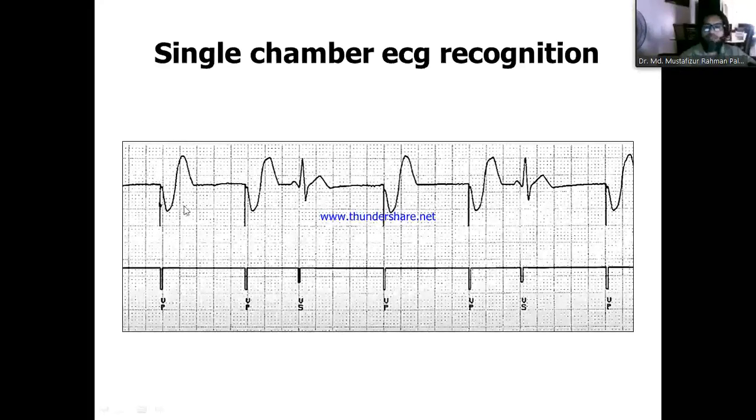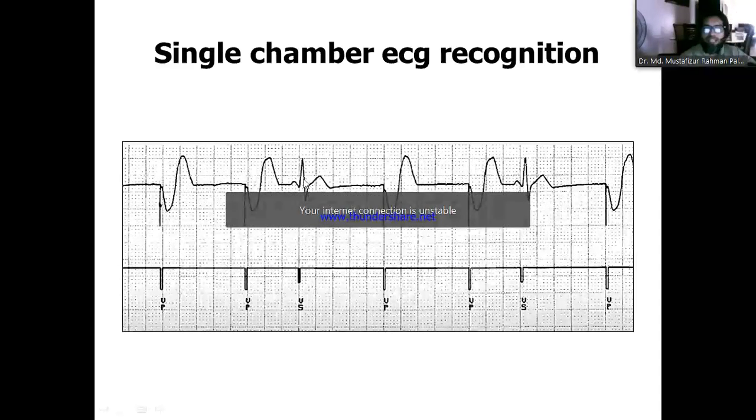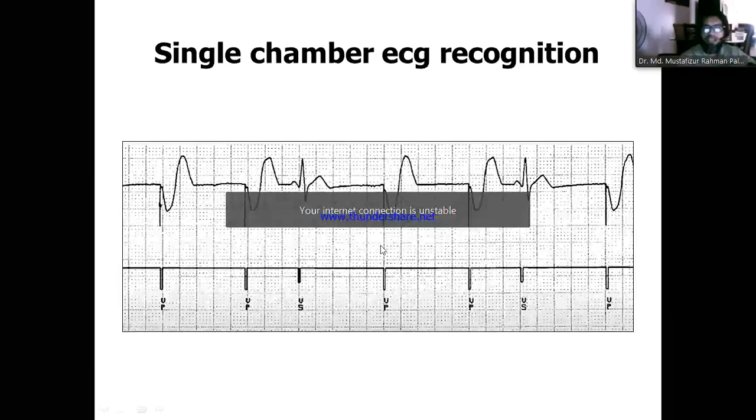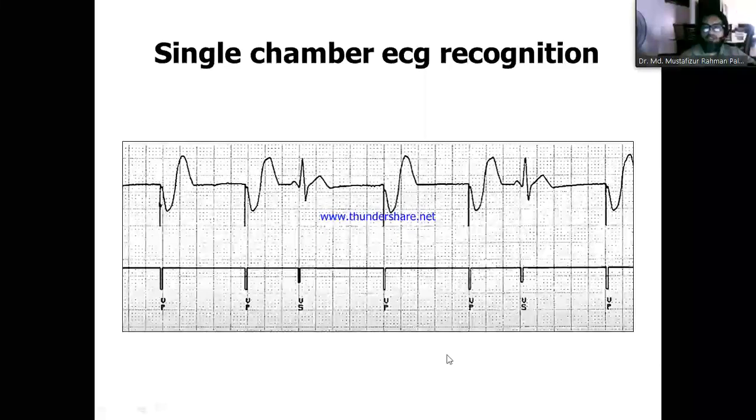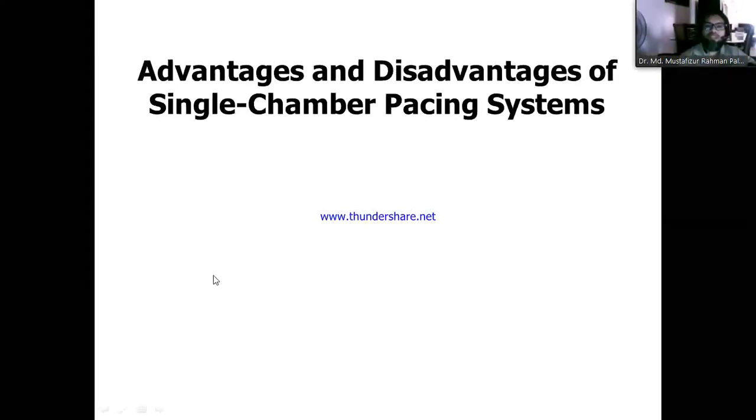Just compare. If we compare, we will find that here is pacing, ventricular pacing. Here it is ventricular sensing, so there is no pacing. Here again ventricular pacing, as there is no complex. Accordingly, it is a single chamber ventricular pacemaker.